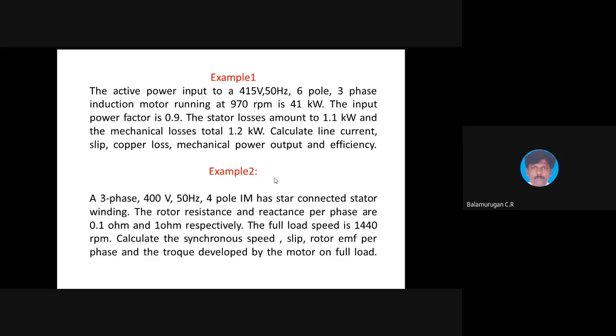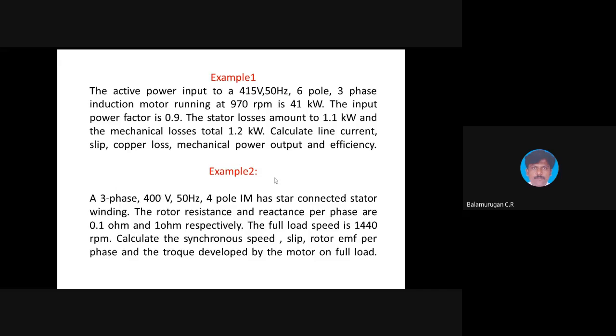So what is P2? P2 we call the stator output or rotor input. And PM we call the mechanical power. If you have a rotor, the input to the rotor is P2 and the output of the rotor is PM. So the loss that occurs here is PC. So PC equal to P2 minus PM.